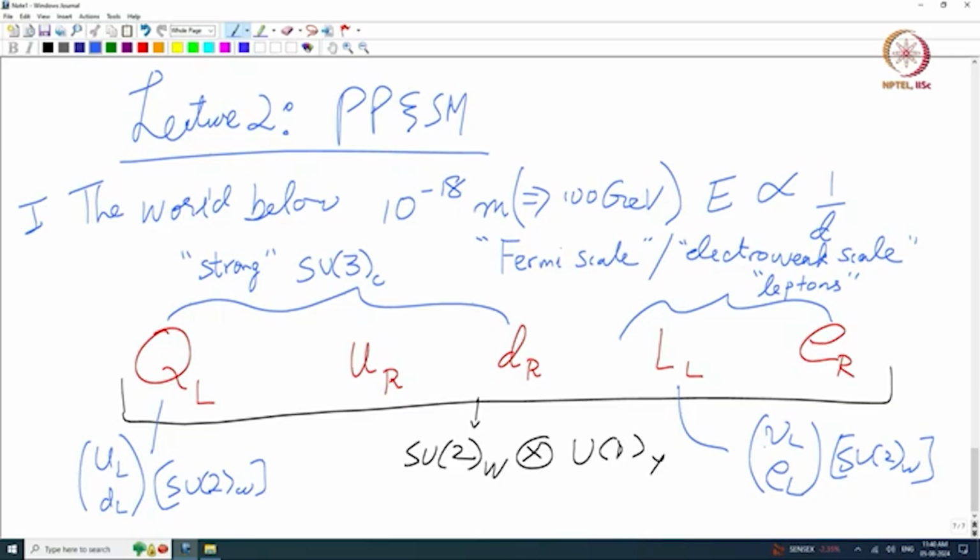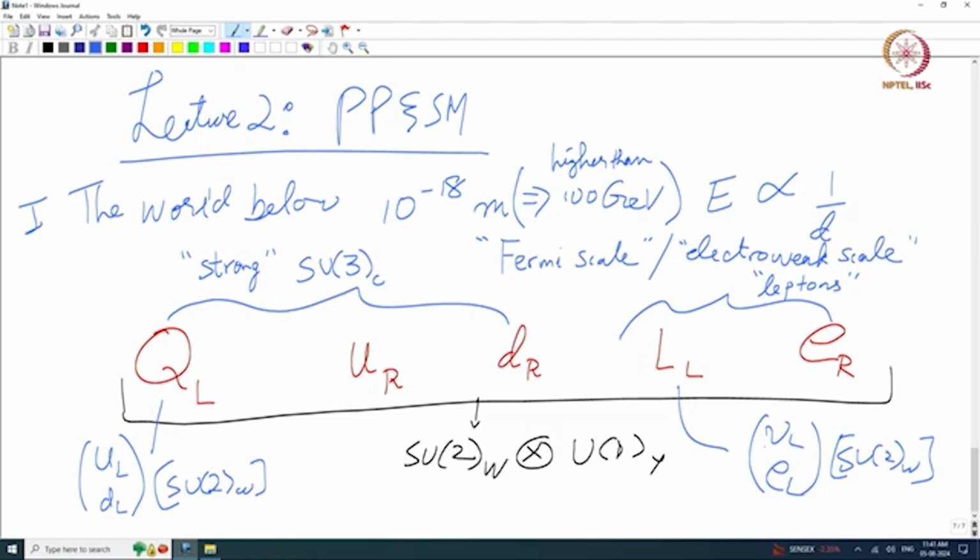ultimately makes up the Standard Model at a scale that is below 10 power minus 18 meters or at energy scales higher than 100 GeV, okay. So, I should probably write at higher than 100 GeV, okay.